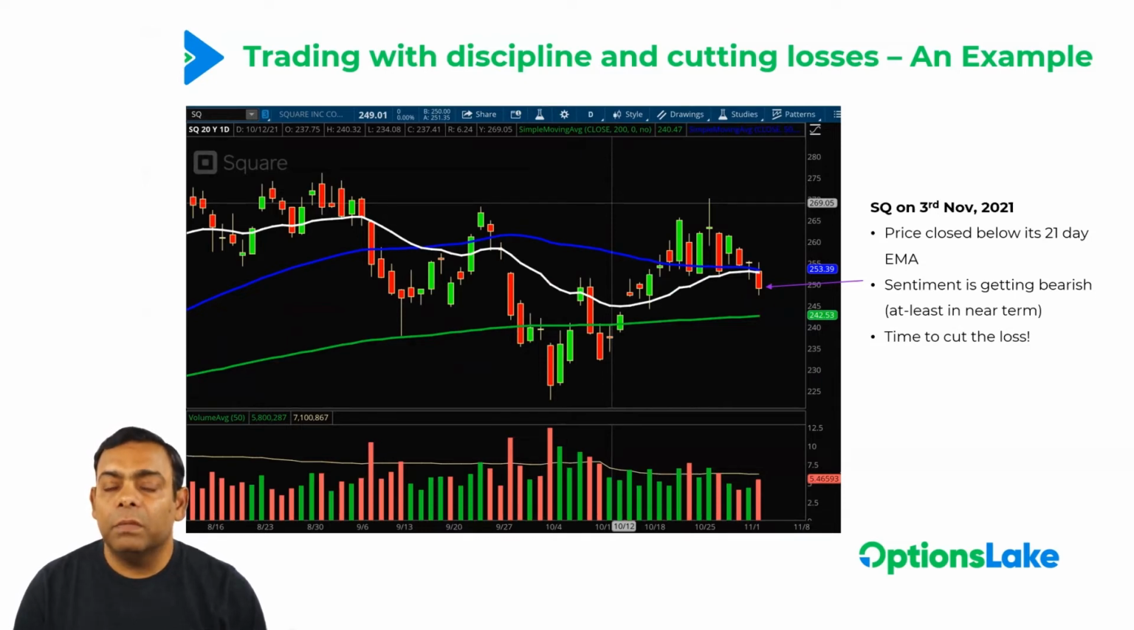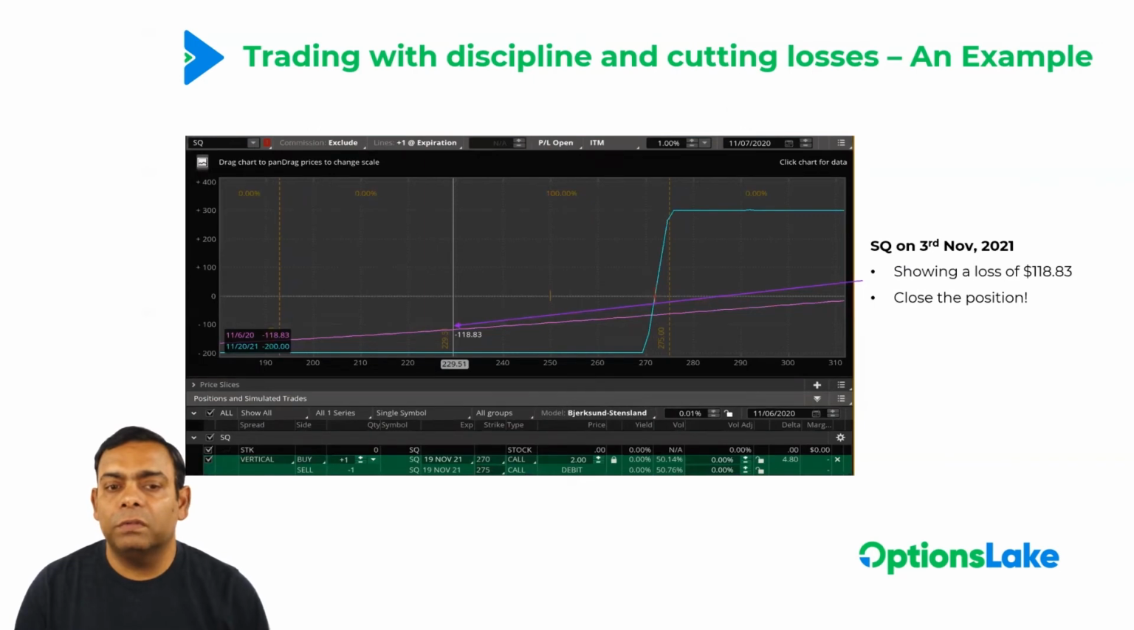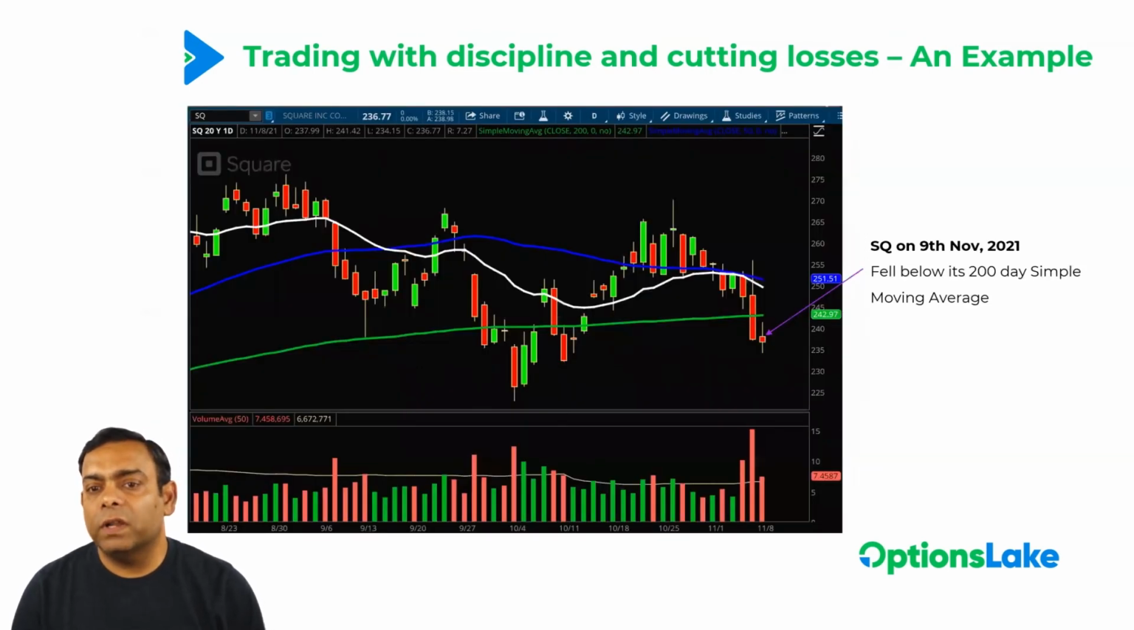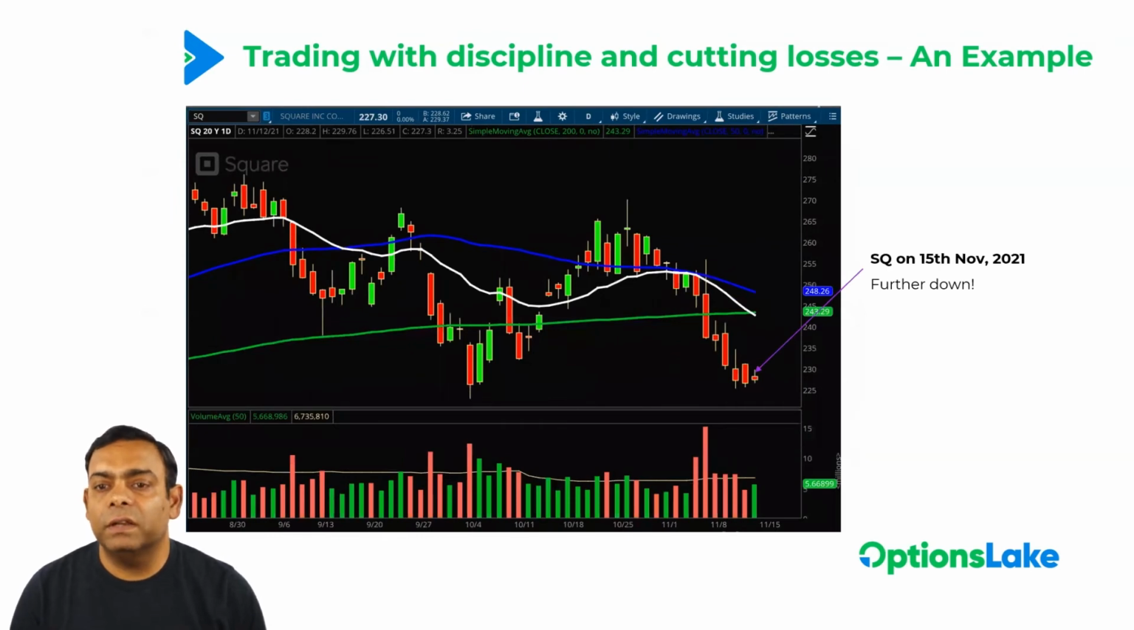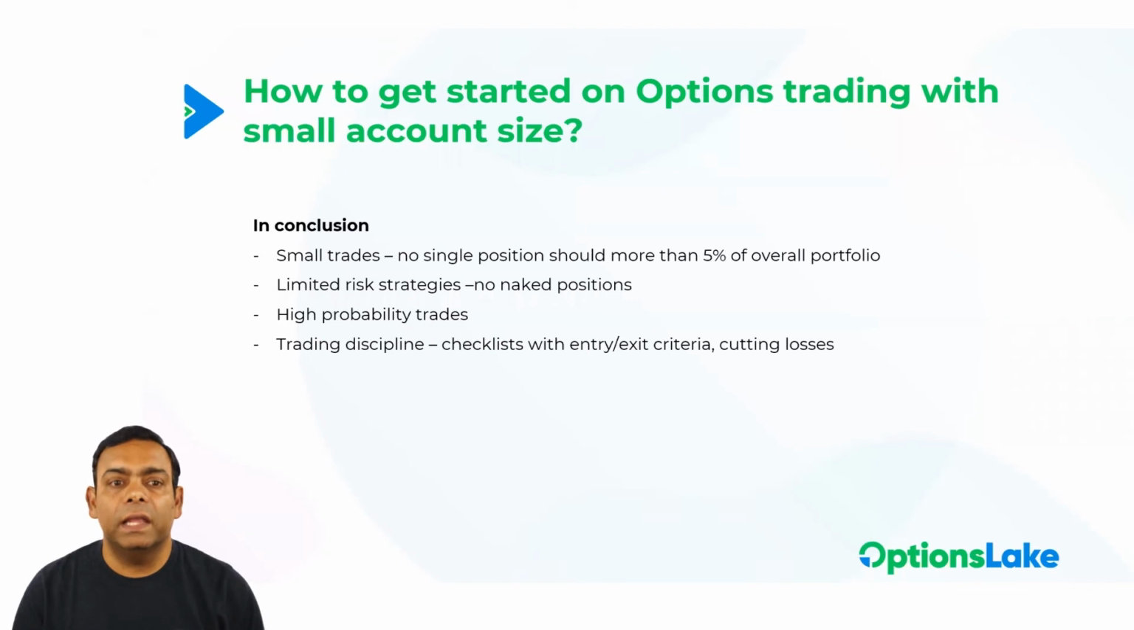Now this is the time to cut the losses. So at this point of time, looking at the risk reward, the trade is already at $118 of loss, but it's good to be disciplined and cut the losses instead of just hoping for the price to turn back up when the technicals are not indicating that. And let's now look at what happened to this chart. Fast forward 9th November, the price kept coming down. 15th November, even further down. So that's where the discipline really helps in trading.